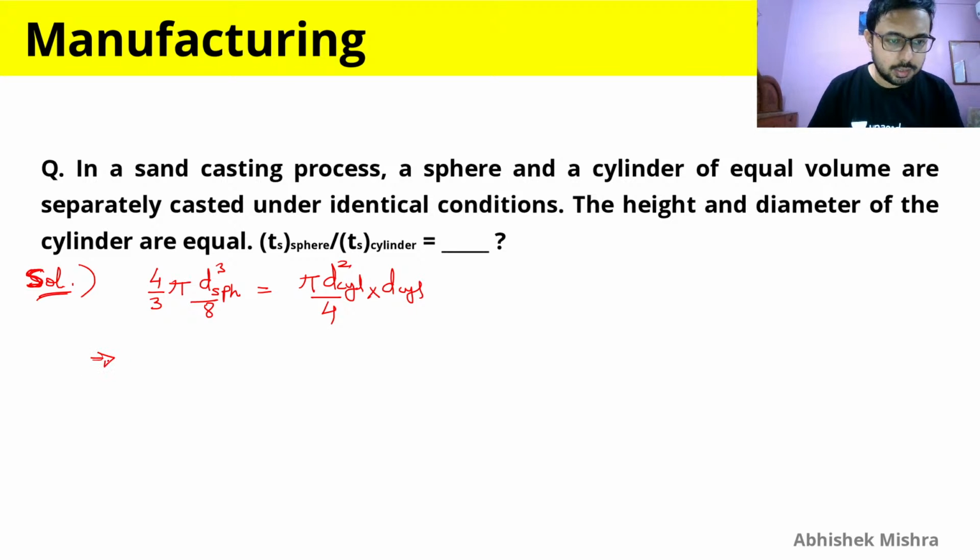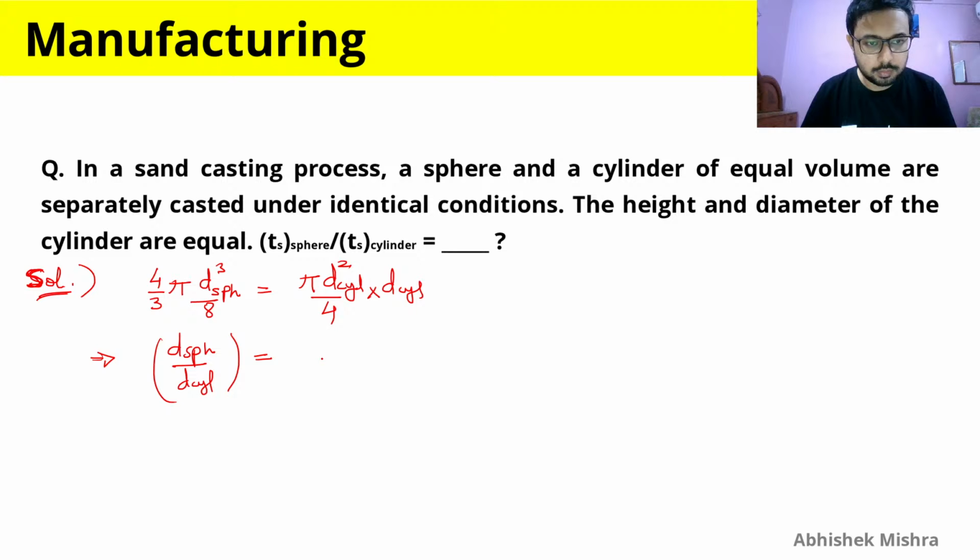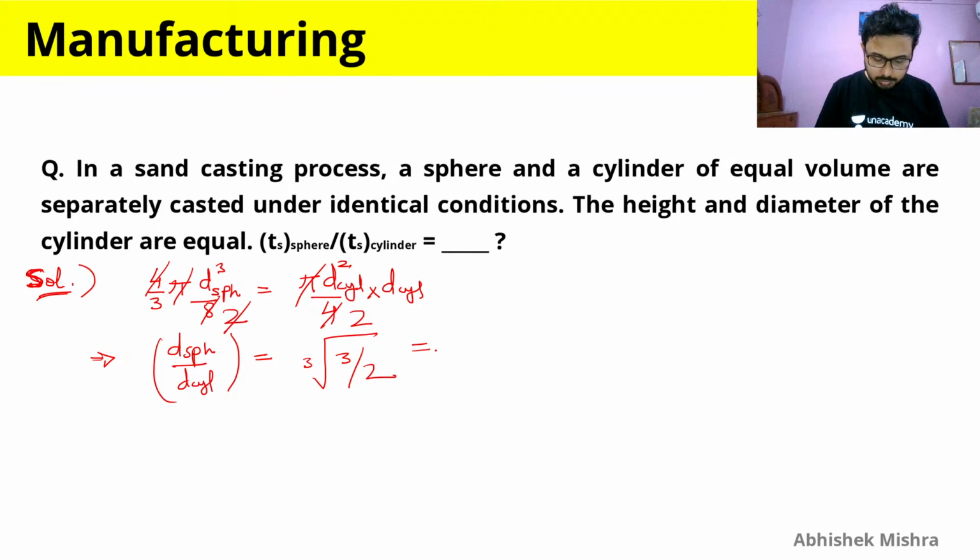So this is the relation we get. Since we have to calculate the sphere by cylinder ratio, we simply write sphere above and cylinder below. This cancels out, this cancels out again, and we get 2 here and 2 here. So it comes out as the cube root of 3/2, which is 1.145.